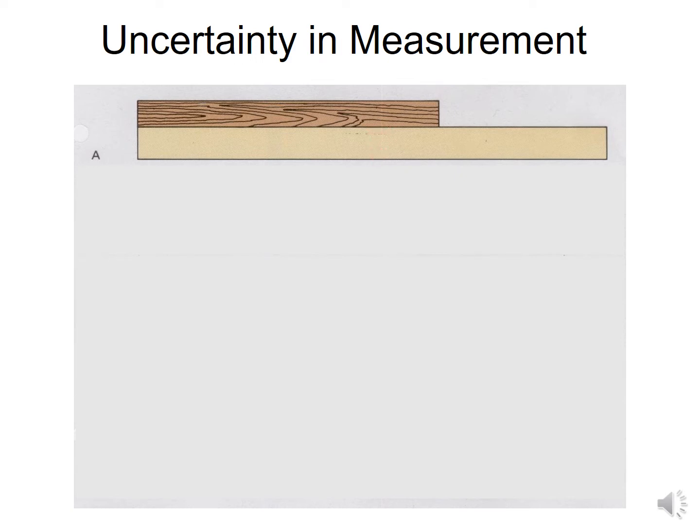Therefore, we can see that this board is more than 0.5 meters. It's probably somewhere between 0.6 meters and 0.7 meters. We're not exactly sure. And so we can write that the board is approximately 0.6 to 0.7 meters. Can we improve on this measurement? Yes. If we get a better meter stick, one that is divided into more intervals, and so we could divide this meter stick into 10 equal intervals, each one 1 decimeter long.